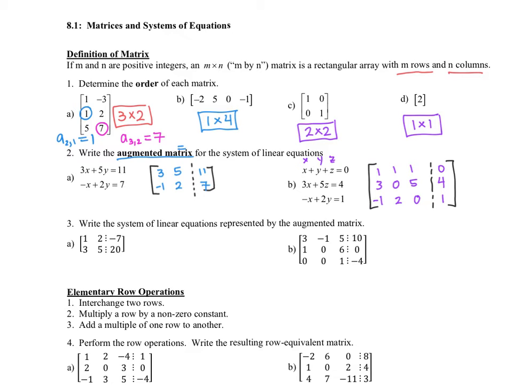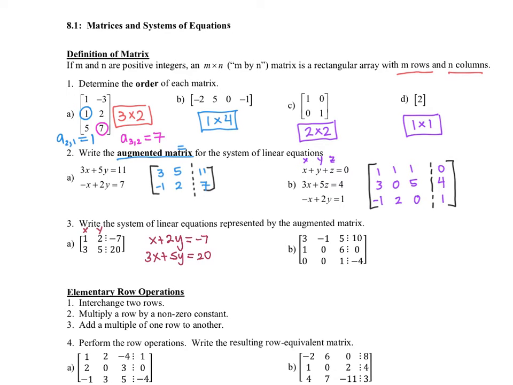Okay, so for number 3, we're just going to do it the opposite way. They are giving you the system, and it's augmented. They want you to rewrite it as a system of linear equations, so using x and y, or whichever other variables. So this is the x column, this is the y column. For the first row, it's saying x plus 2y equals negative 7, 3x plus 5y equals 20. And I could solve it if it asked me to.